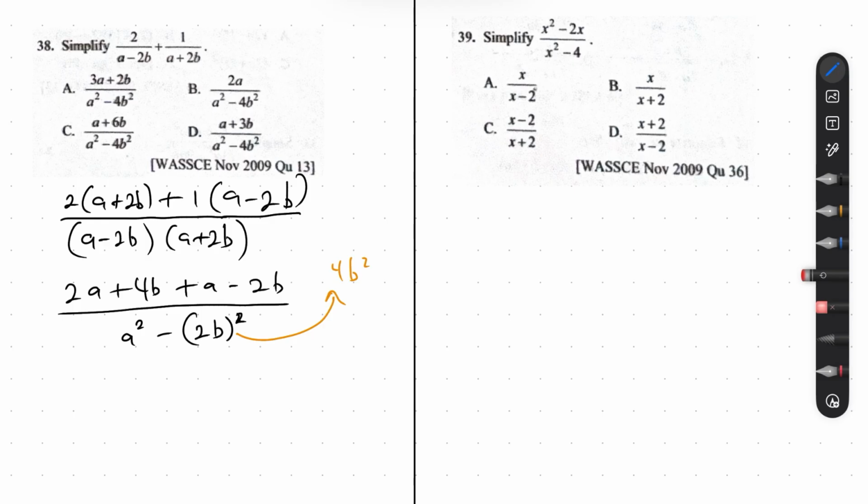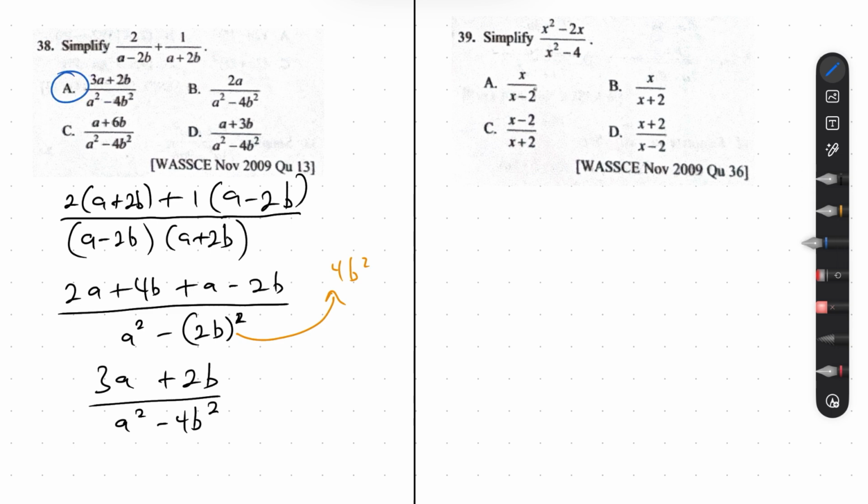Now let's simplify. We have 2a plus a, which is 3a. And then we have 4b minus 2b, which gives us 2b. So let's write that down. We have 3a plus 2b all over a squared minus 4b squared. Do we have that? Yes, we have that. That is a.